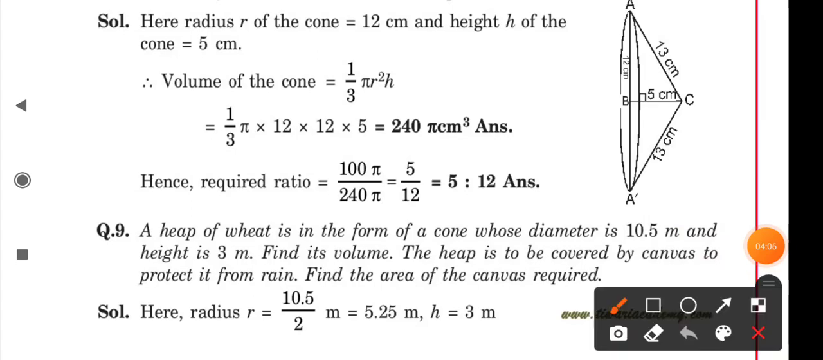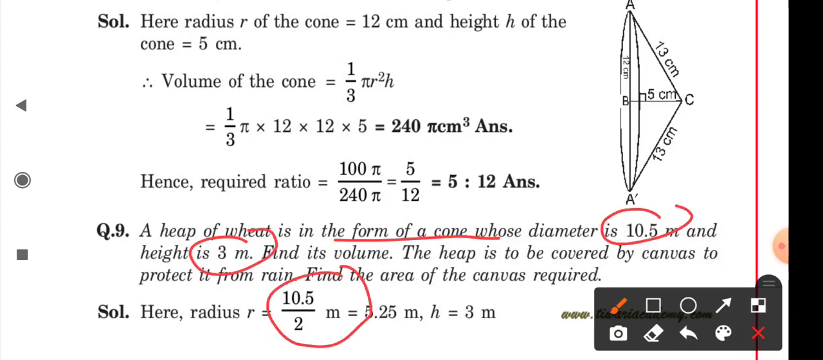Now see in the next question you can see that the heap is in the shape of a cone and the diameter is given. So first you will find out the radius, and height is also given. You have to find out the volume.